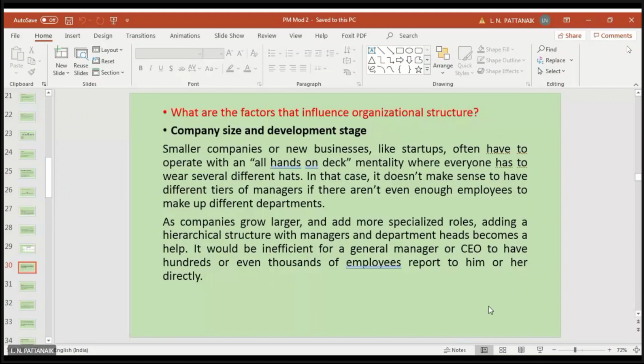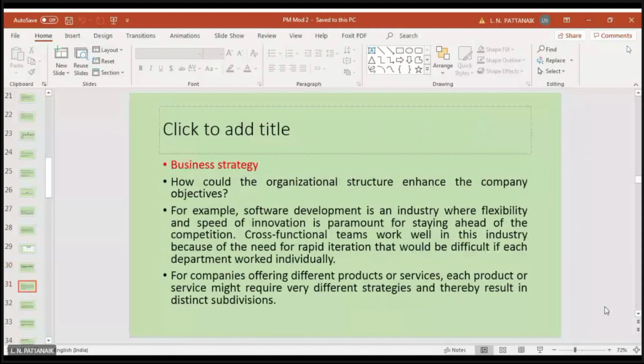Okay, so the first factor is company size and development stage. The second is business strategy. Business strategy is what that company is looking up to. What are its objectives and goals? Each company must have some goals. They may state it or they may not state it.